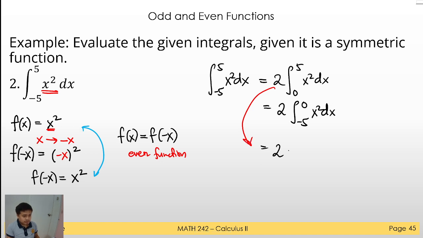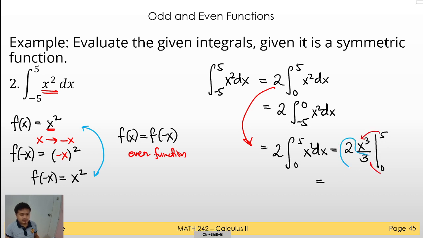So this will be equal to 2 times the integral from 0 to 5 of x squared dx. The integral of this is x cubed over 3. Sorry, we have 2, forget the 2. You have x cubed over 3 evaluated from 0 to 5. So this will be equal to substituting the 5 and the 0 here. We can just factor out this 2/3, guys, to make things quicker.